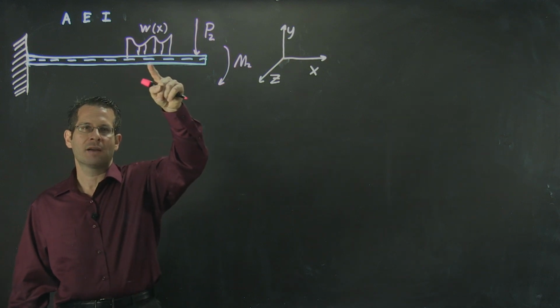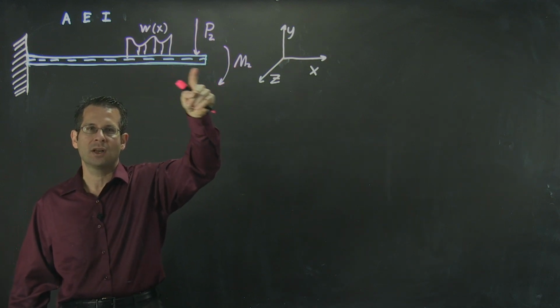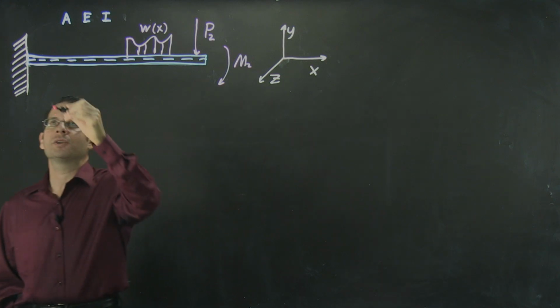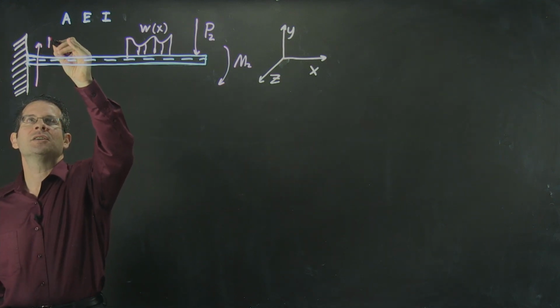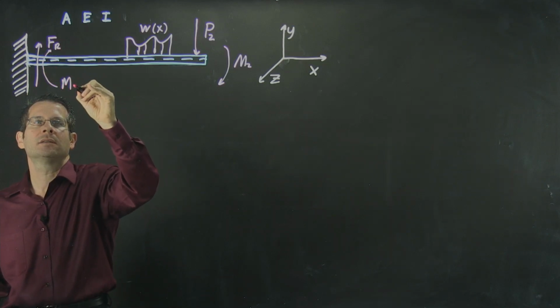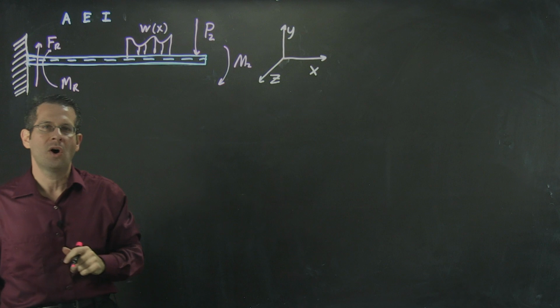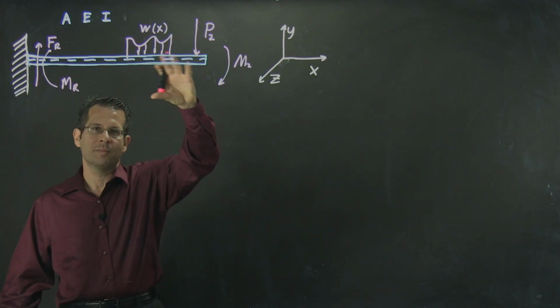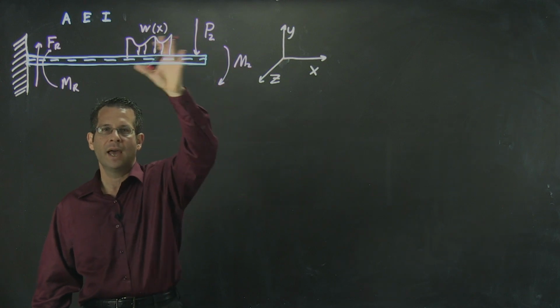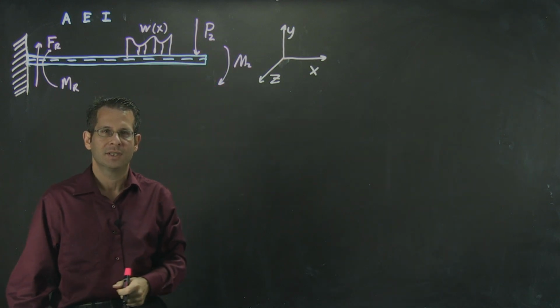Because I'm applying forces and moments along the length of my beam, I expect I will also get some reaction force and a reaction moment due to interaction with the wall. Because the beam is not moving, all of the forces need to add up to 0, and all the moments need to add up to 0.